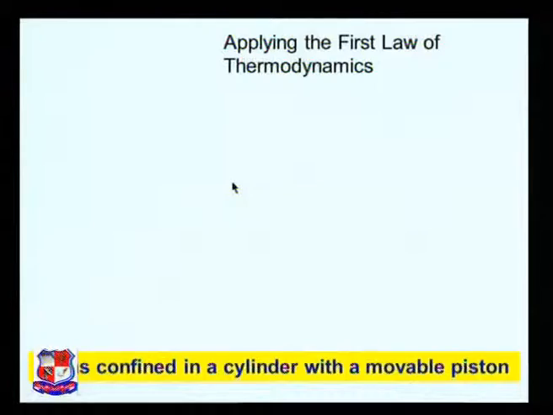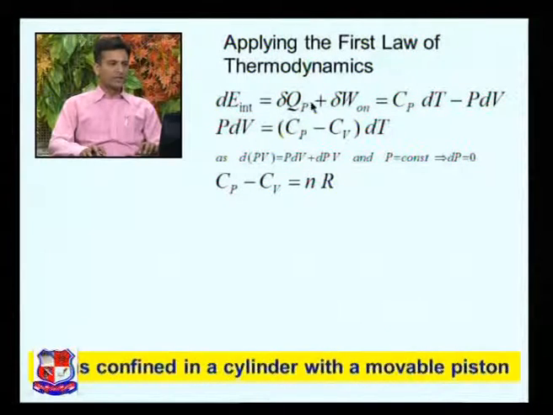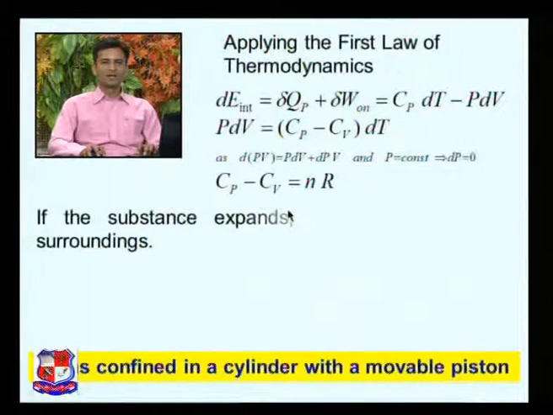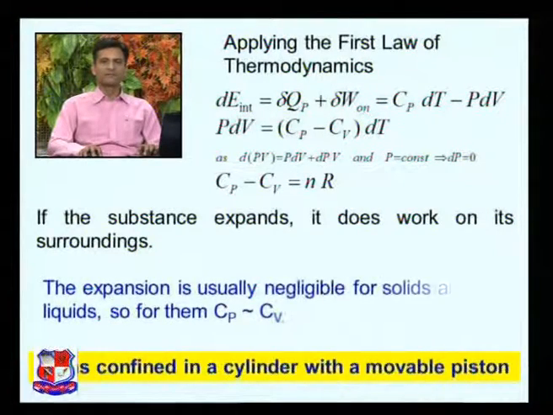Now applying the first law of thermodynamics in this case, dE is equal to dQ plus dW on, so Cp dT minus PdV, and PdV is equal to Cp minus Cv into dT, and this is the equation. If the substance expands, it does work on its surroundings, and the expansion is usually negligible for solids and liquids, so Cp is nearly equal to Cv for solids and liquids.